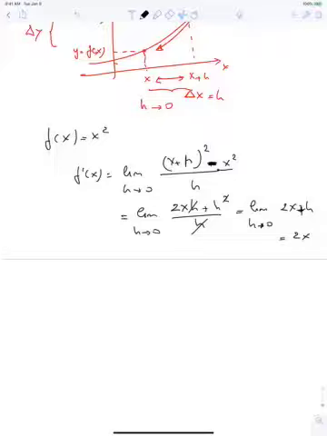Now, obviously, we don't use the limit of the incremental ratio every time we want to compute a derivative. We're going to see some of the rules that we can use for the computation of the derivative. Now, let's see an example of a function that is continuous but it's not differentiable.